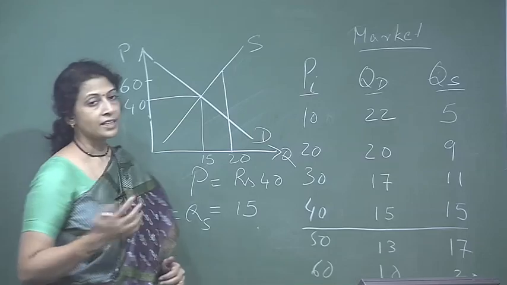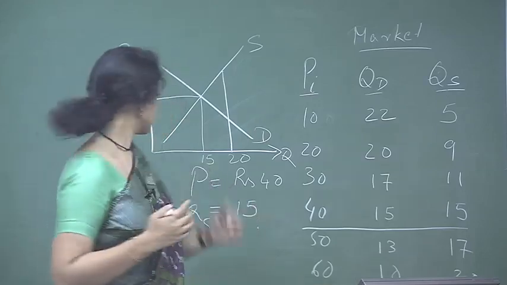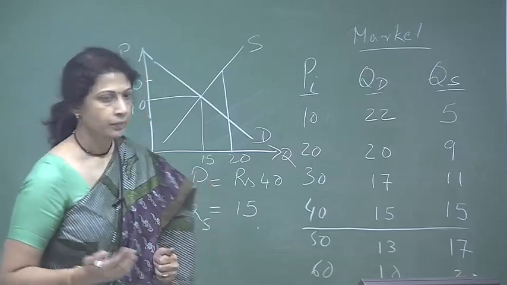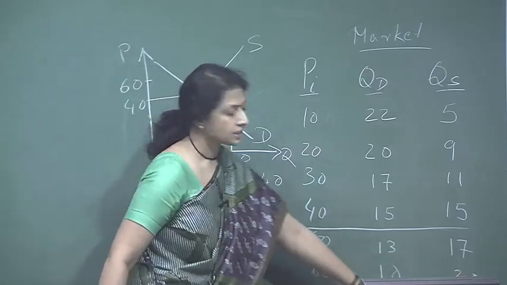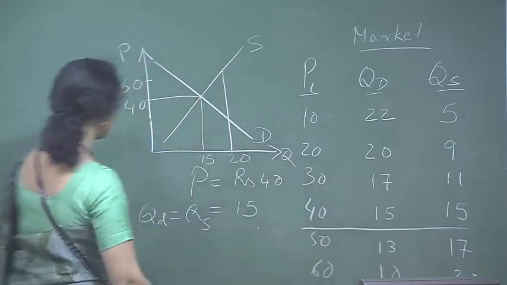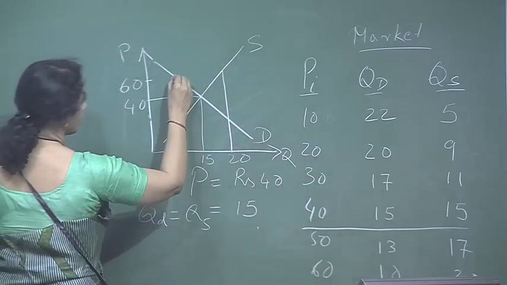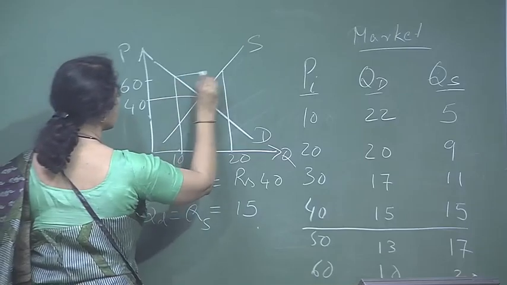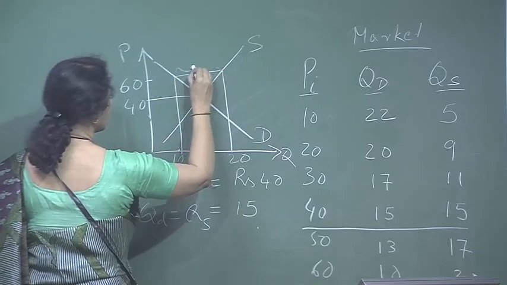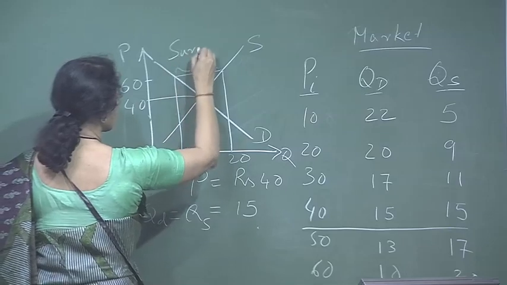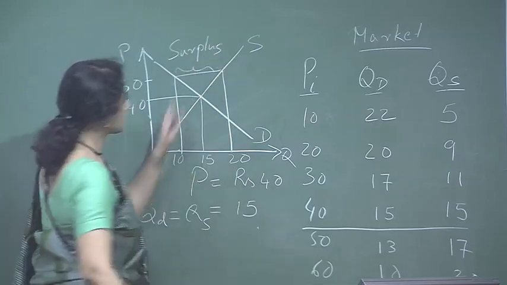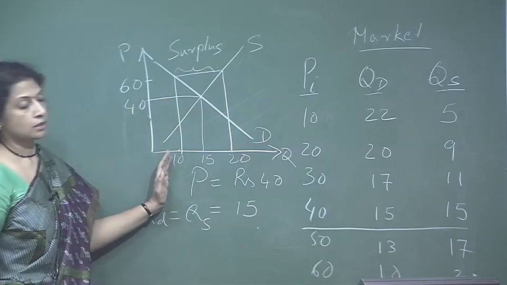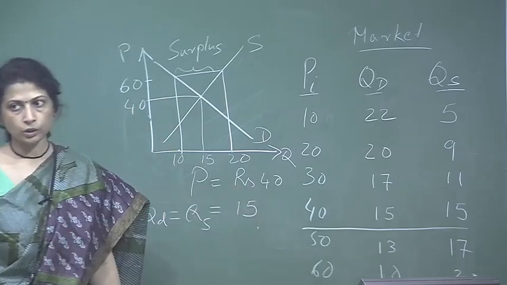But that cannot be the equilibrium, because at a price of rupees 60, how much are the consumers willing to buy? They are willing to buy only 10 units. So there is clearly a surplus in the market, where quantity demanded is much less than the quantity supplied.